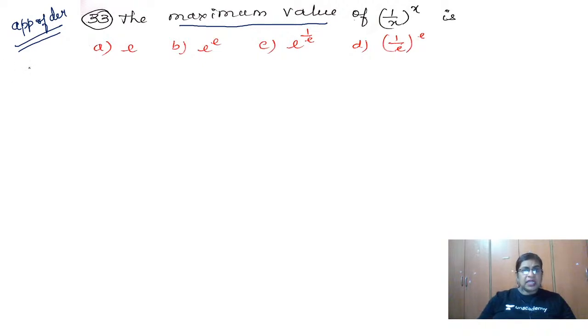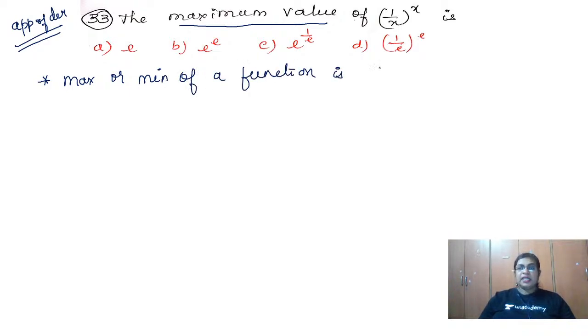So here, understand the question first. We are asked here to find the maximum value of 1 by x whole power x. Now here, this is a concept: maximum or minimum of a function is where the derivative at the point is equal to 0.